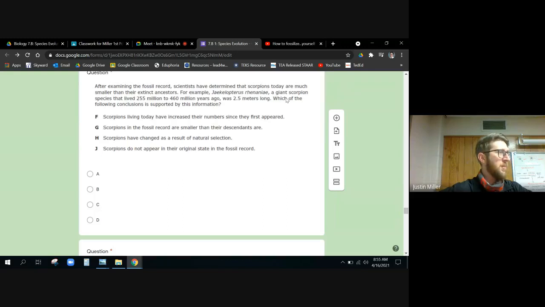Small scorpions haunt my dreams. Those things terrify me. I can't imagine an 8-foot one. Holy crap. So anyway, they found they used to be 8 feet long, and now they're this big. Obviously, they're smaller, right? They didn't get bigger over time. They got smaller over time.